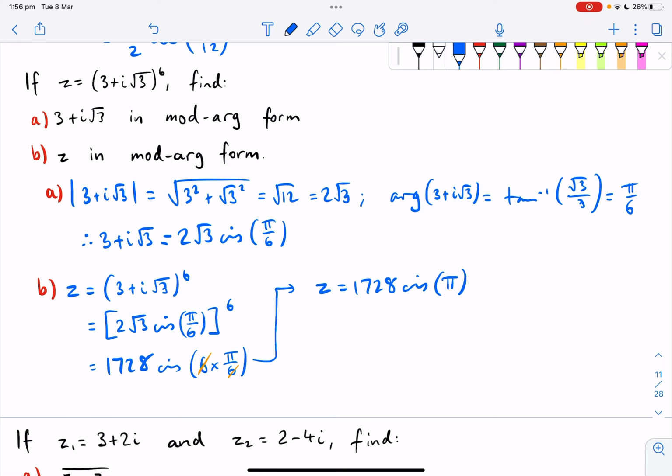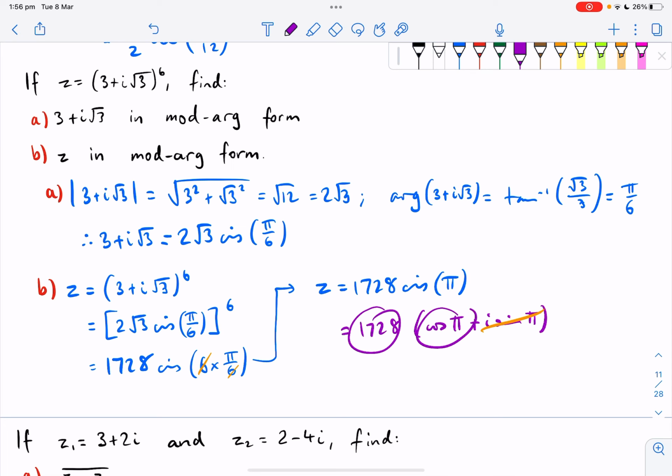Now this one can be much more simplified. I know we should express it in mod-arg form, and that's mod-arg form. I'm just going to take it a step further as a bonus. So let me change the color actually. As a bonus, this would be 1728 (cos pi plus i sine pi). Well, if you're aware, sine pi is 0, so there's no imaginary part. But we know that cos pi is -1. So really it's going to be this times -1. So the final answer is -1728. Okay? And that's that.